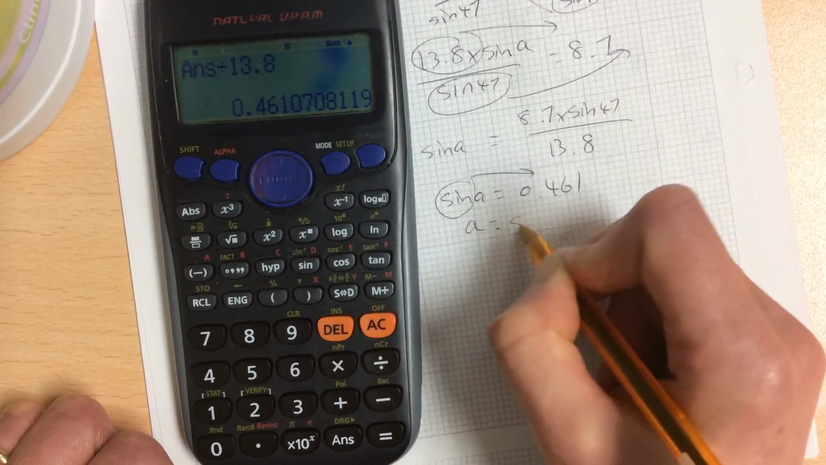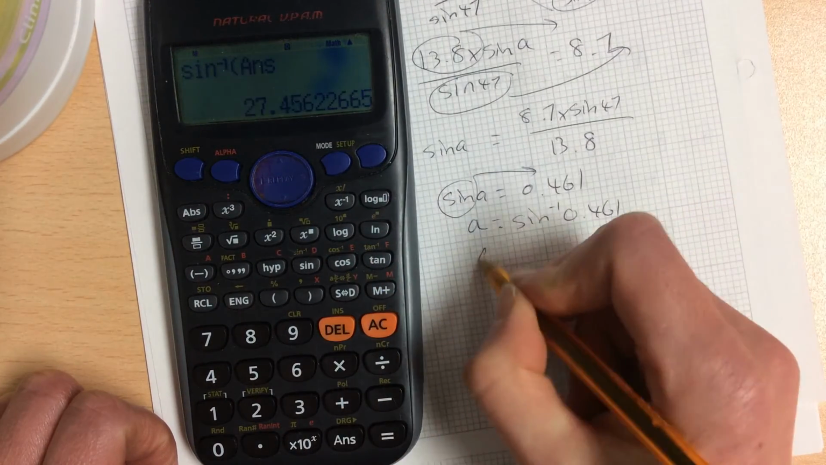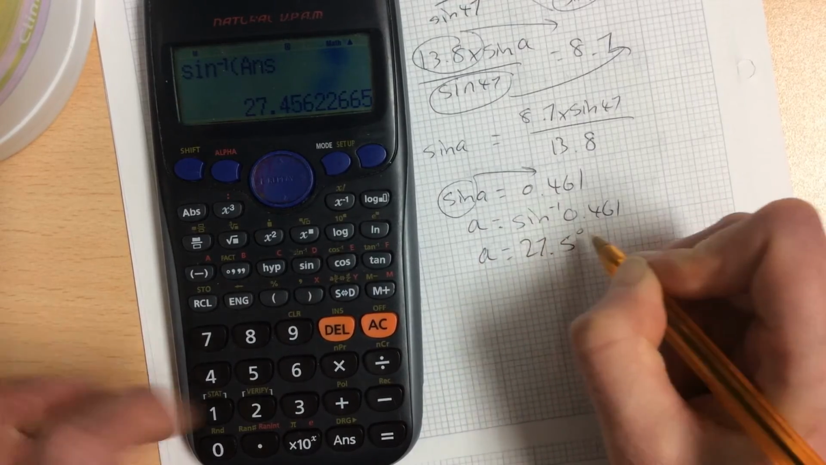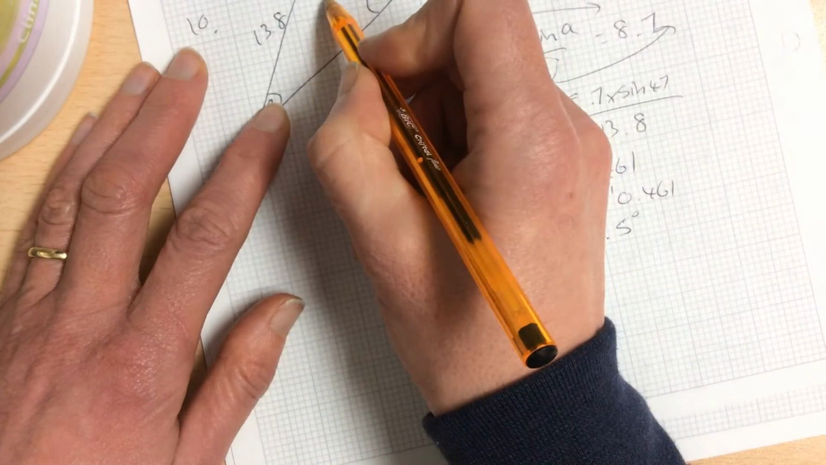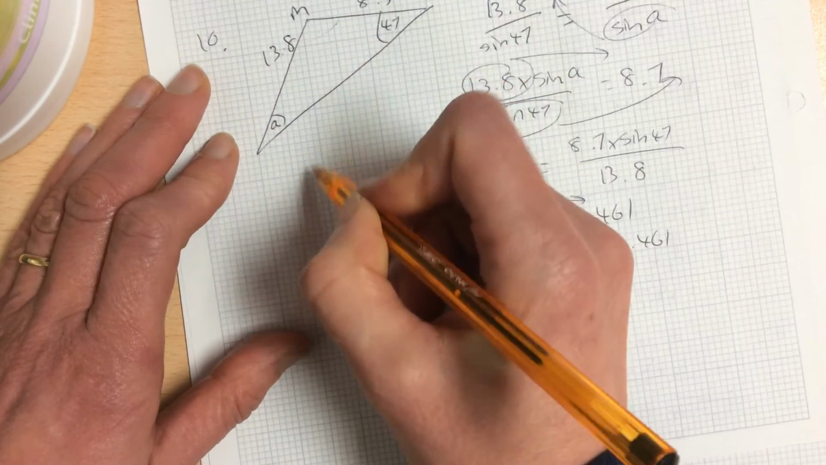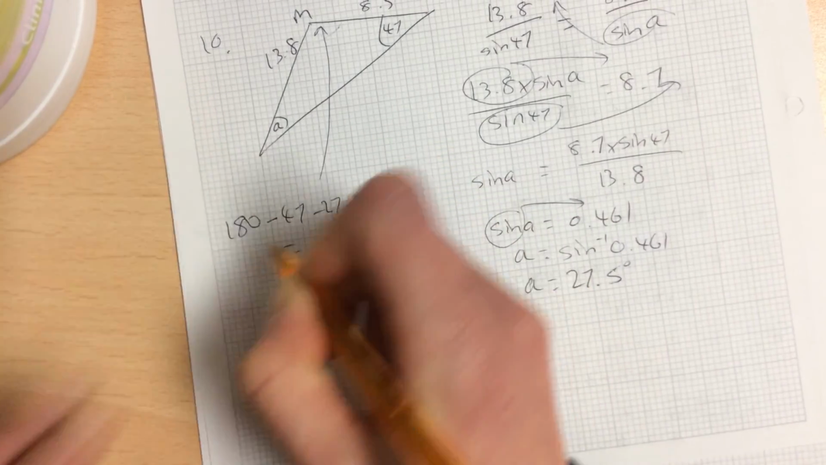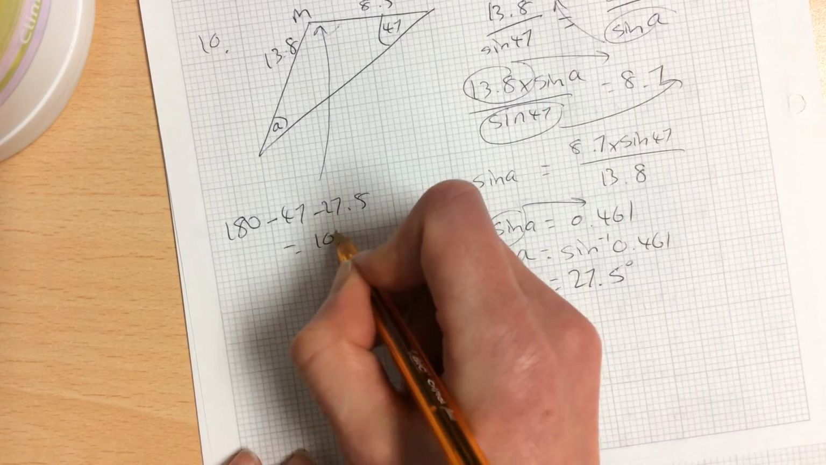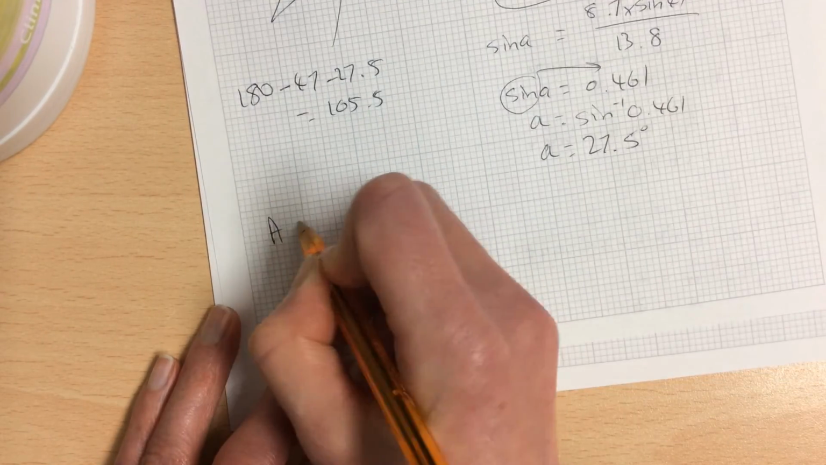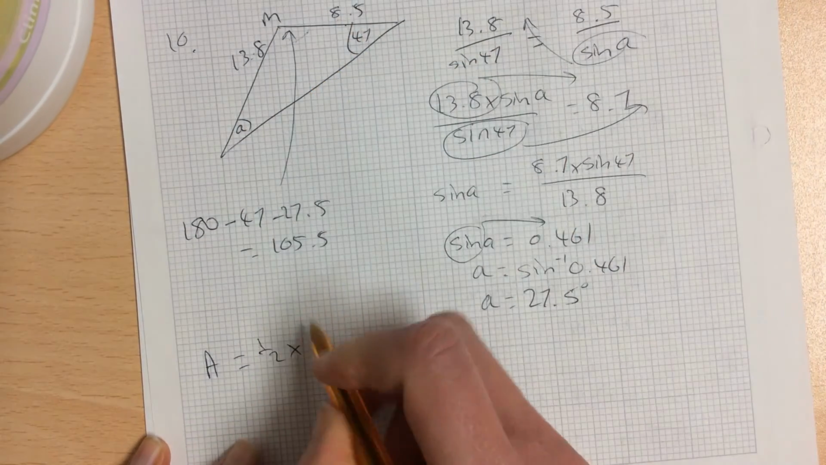Bring this across and it's inverse sine of 0.461. I suppose the biggest problem with these questions is thinking you're finished when you've reached the likes of here. But we're not. What have I found? This angle. Okay, I need this one. Remember, it's between the two sides. So how's that one? 180 minus 47 minus 27.5. So 180 minus 47 minus 27.5 gives me 105.5.